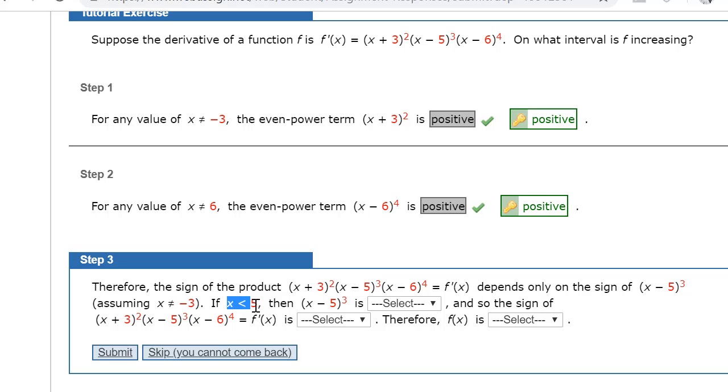So when x is less than 5, this would be a number less than 5, like 0 or 2 or 3, and that would make this a negative factor. So the sign of this whole thing would be negative, and therefore it would be decreasing. So if x is less than 5, the function is decreasing.